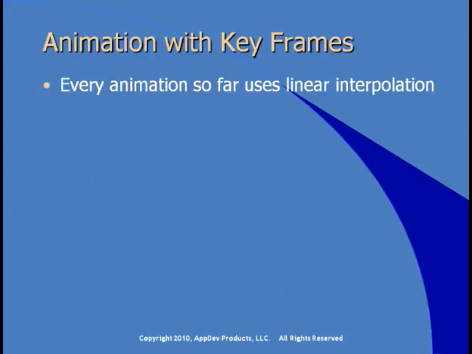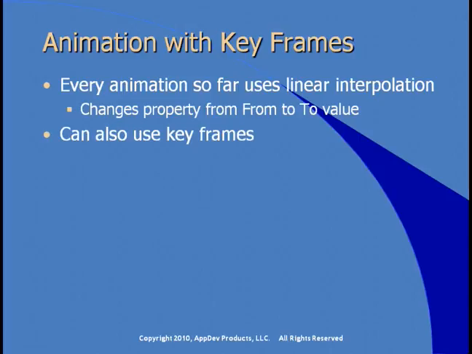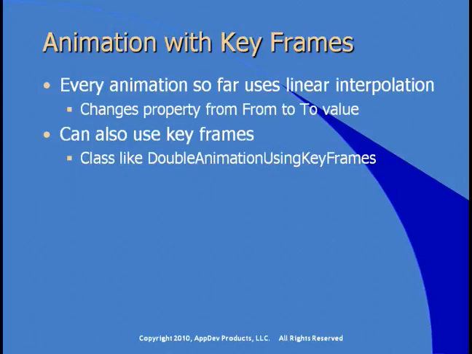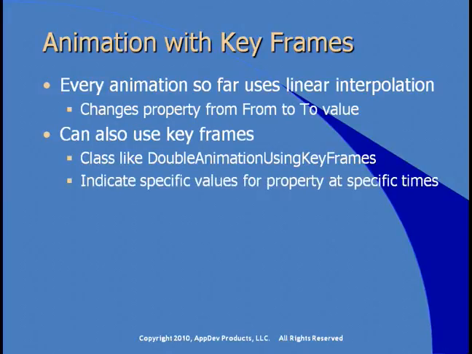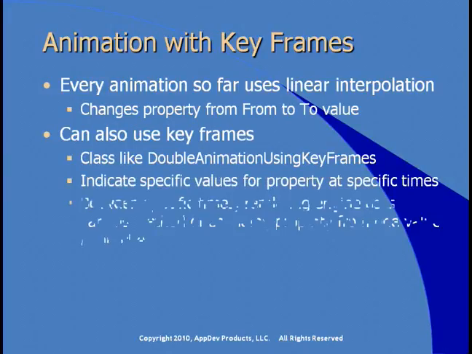Every animation we've seen so far uses linear interpolation. That is, you're changing a property from the from value to the to value linearly over time. You can also use keyframes. You can use a class like double animation using keyframes. This indicates specific values for a property at specific times.